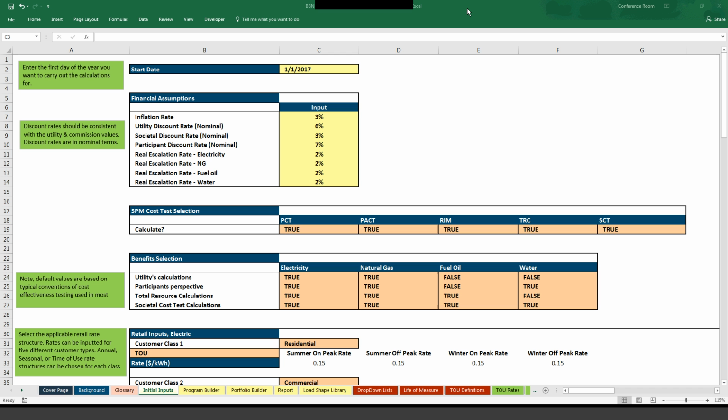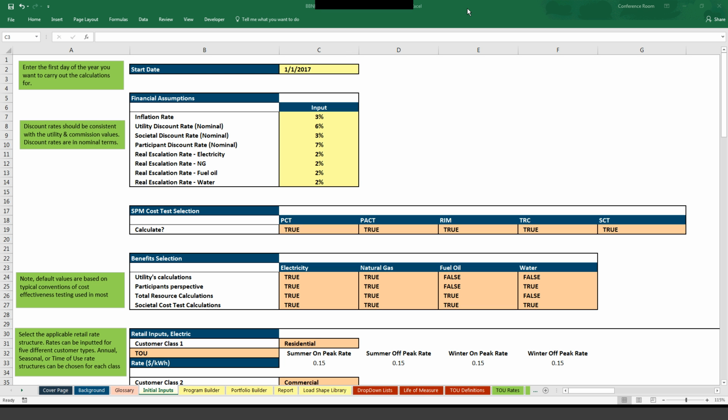What is done in cost-effectiveness, we always try to remember to call it screening, cost-effectiveness screening. And remember I said that the benefits are the sort of estimate of things that the utility doesn't need to do if you do efficiency instead. So I burn less fuel, build fewer power plants, what have you. So you have this sort of static set of avoided costs. In other words, as much efficiency as I do, those benefits per kilowatt hour don't change.